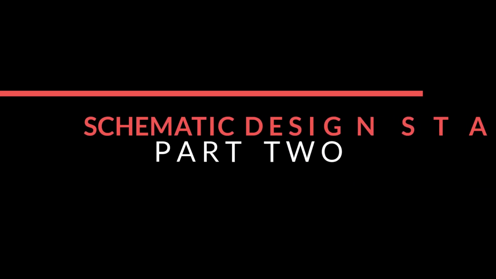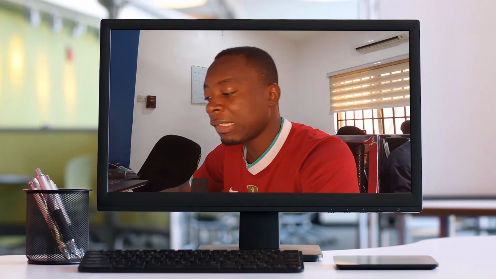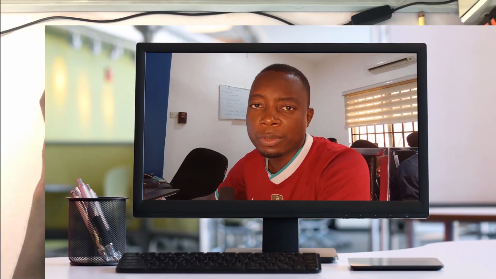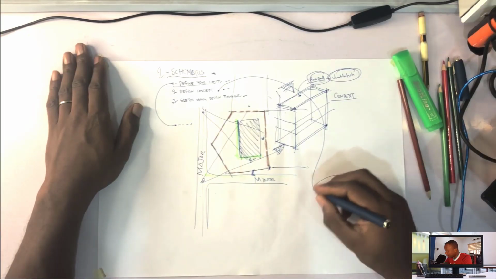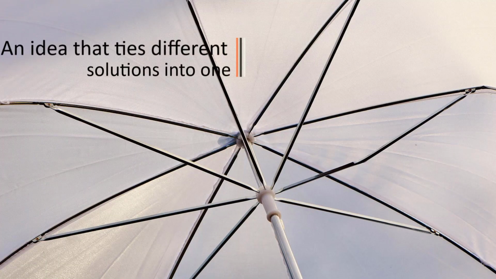Hello and welcome. We are going to continue the schematic stage with the second stage, which is the design concept stage. In this stage, we are going to talk about design concepts and advise you on how to go about producing a good design concept. Your design concept is what you use to tie all the different solutions that you are providing in a building design into one.